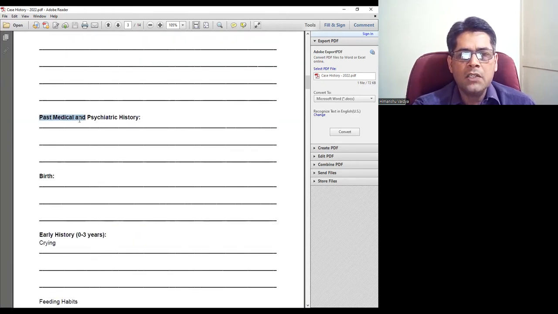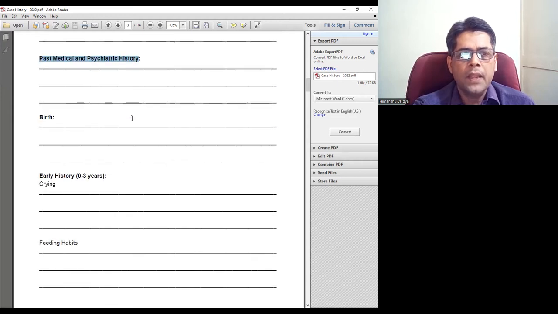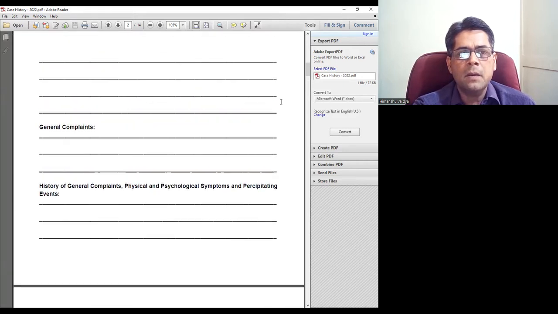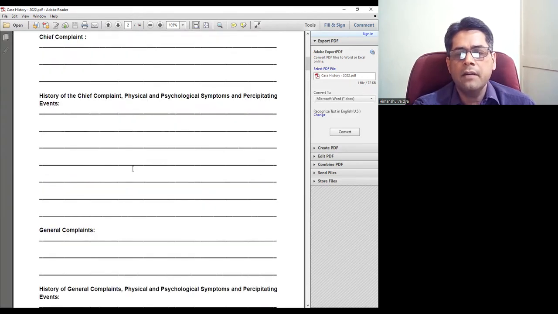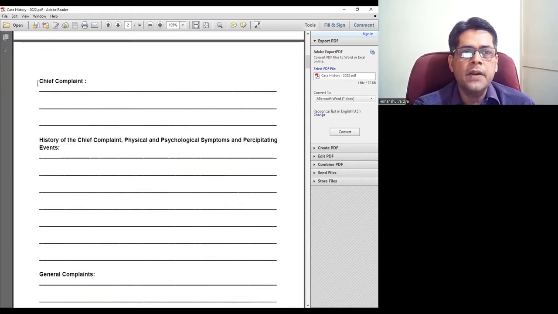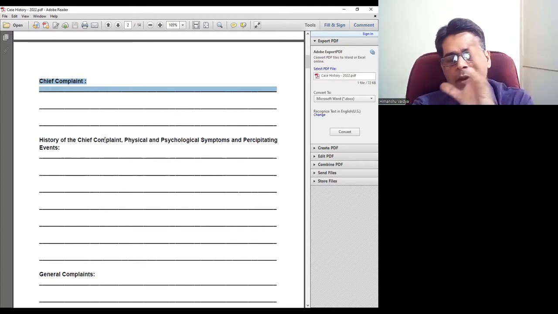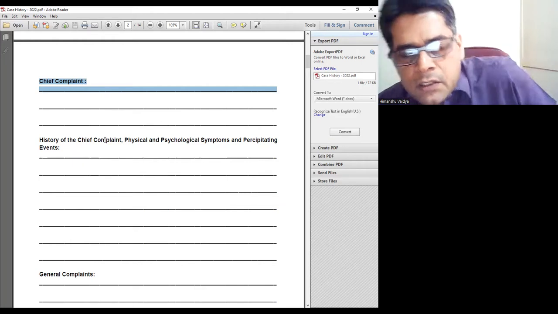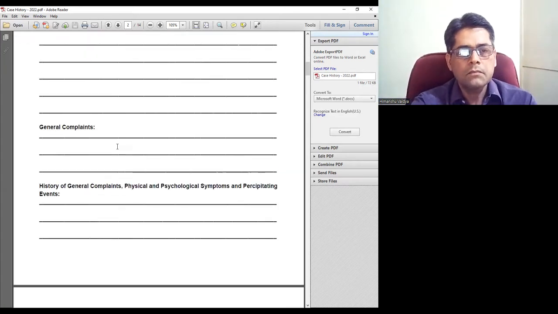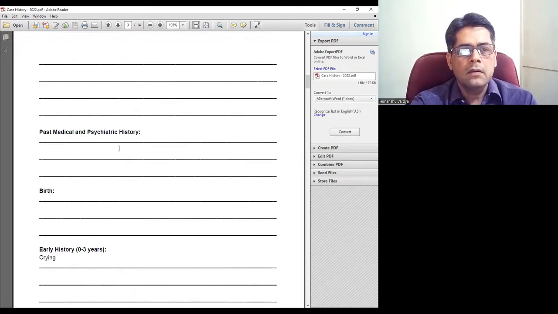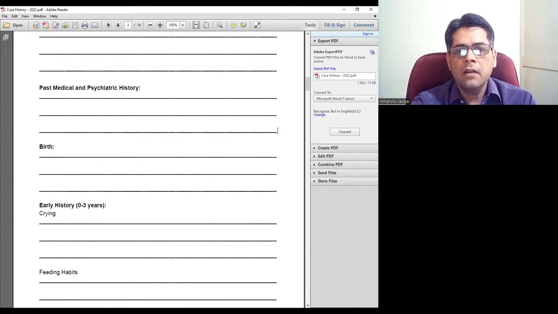Then we go into past medical and psychiatric history. Till here it completes our second part, complaint. So here we note the chief complaint, the history of the complaint, how it has developed over a period of time, to what it has responded well, and to what it has not responded well. Here the second part ends, and the third part, the life story, begins.